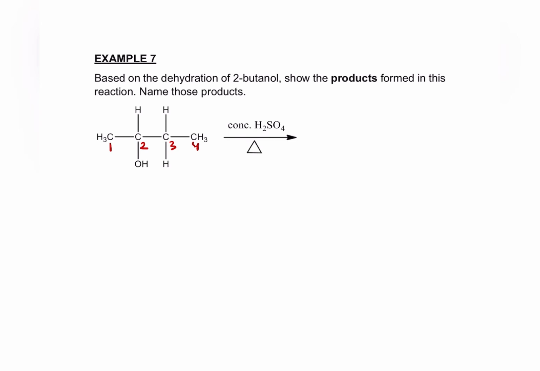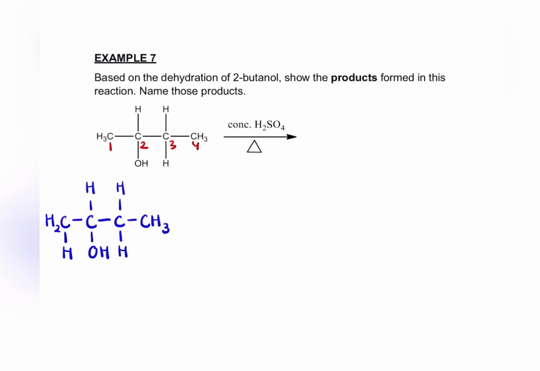So I will copy back this structure. I have my structure like this. This is carbon number 1, number 2, number 3 and number 4. And as you see here, 2-butanol means that the OH group is at carbon number 2. Next, I expand the hydrogen at carbon number 1 and the hydrogen at carbon number 3.